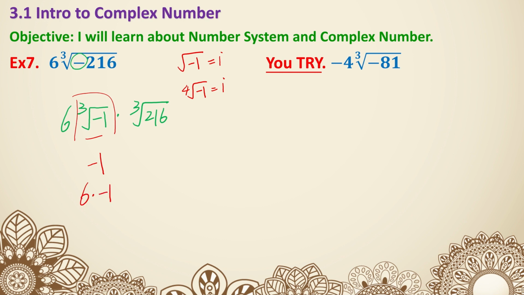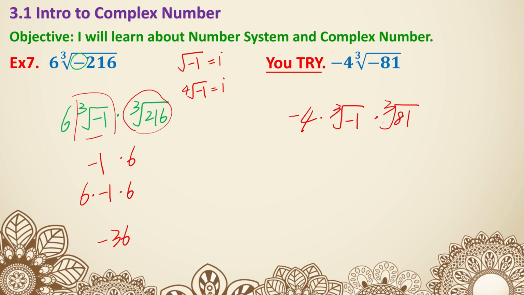6 times -1. Well, we haven't dealt with that. Cube root of 216 is a 6. So times 6, the whole thing is -36. That does not have an i. 8. -4 times cube root of -1 times cube root of 81. We have -4 times cube root of -1. Cube root of -1 is not an i, it's a -1. Then cube root of 81 is a 3 cube root of 3. So altogether, -4 times -1 is a +4 times 3 is a 12 cube root of 3.